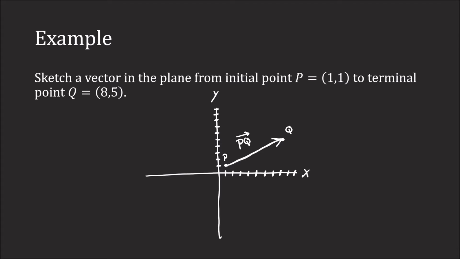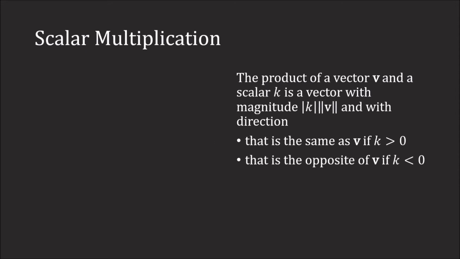Now, just as we can do operations on scalar numbers, on scalars, we can also do vector operations. One such operation is called scalar multiplication. So this is the product of a vector v and a scalar k. And this product is a vector that has magnitude of absolute value of k times the magnitude of v, and it has a direction that is the same as v if k is positive, or opposite of v if k is negative.